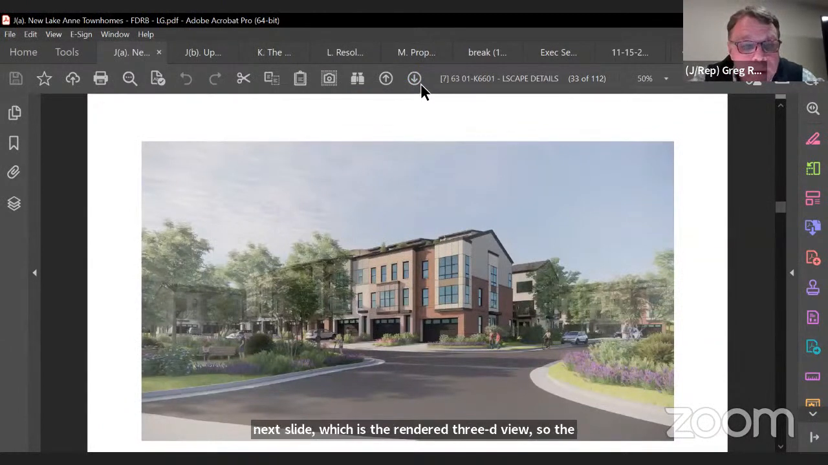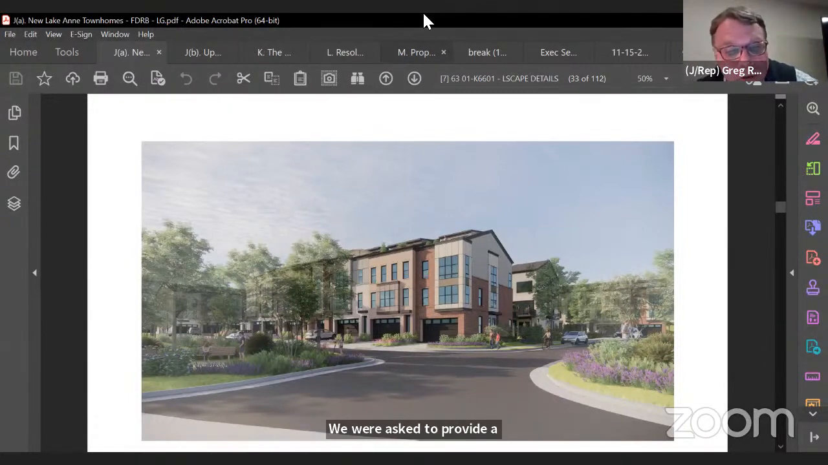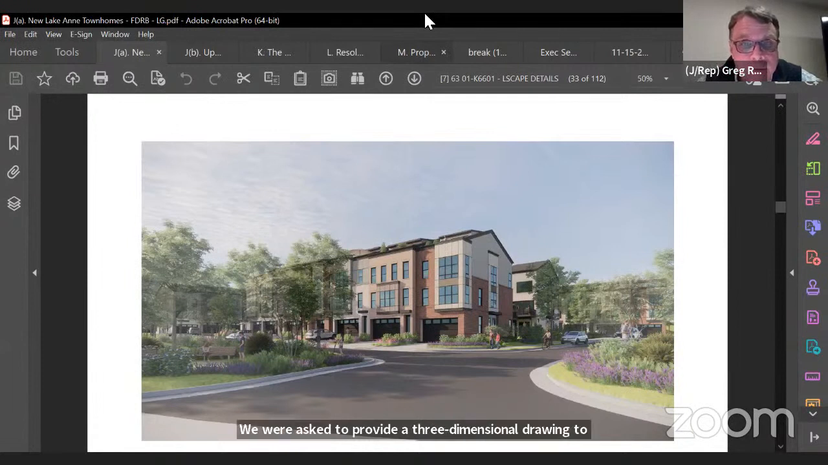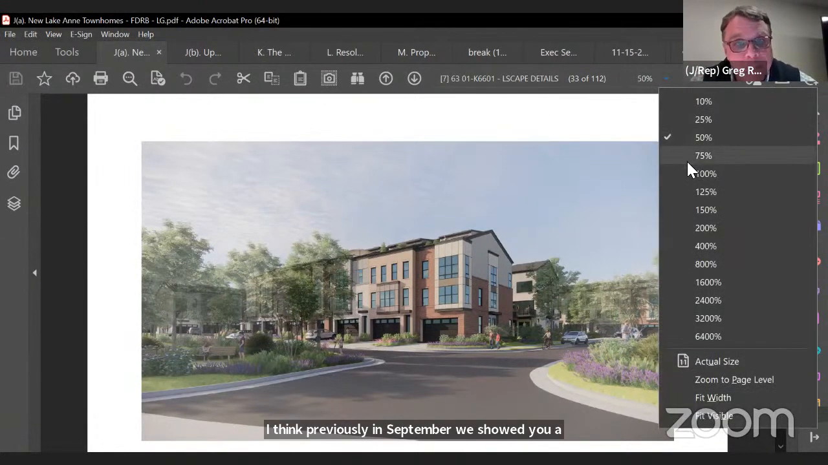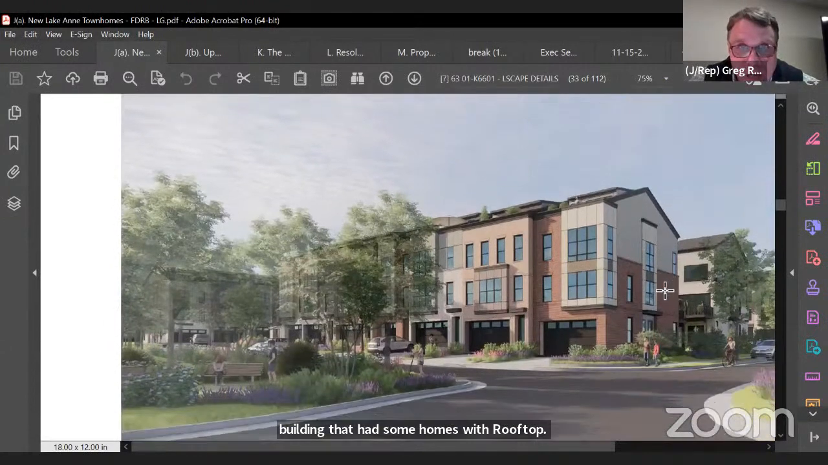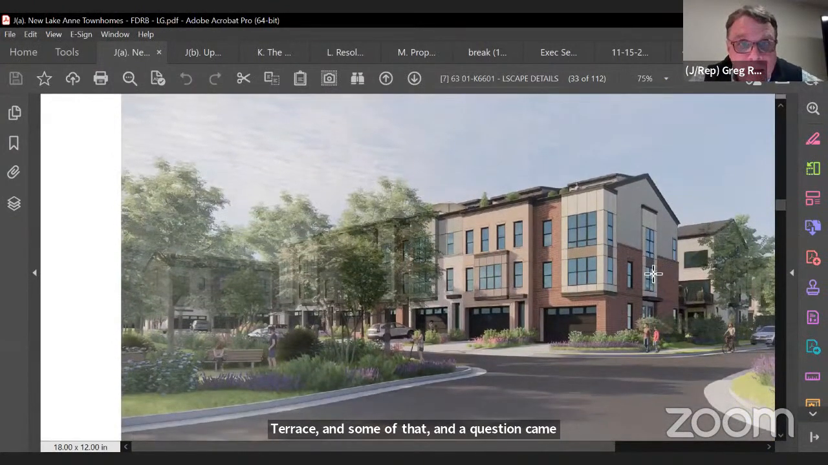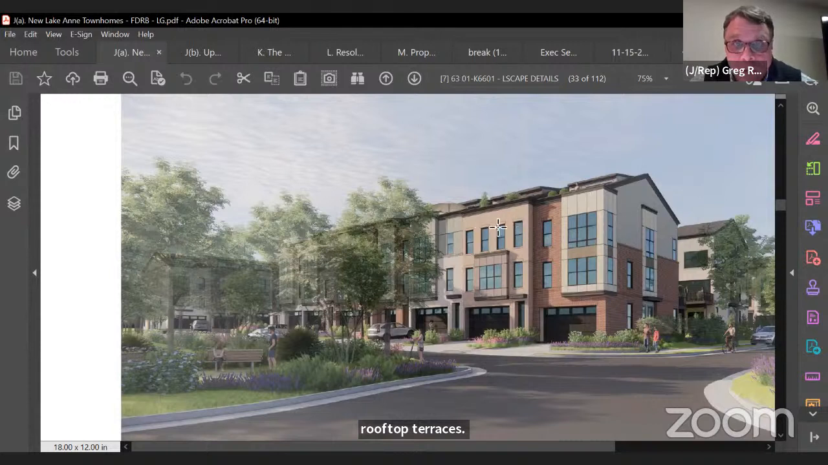So the rendered illustrative rendering ties with bullet number 6 of the decision letter. In bullet 6, we were asked to provide a 3-dimensional drawing to show what a typical building would look like if all the homes in the building had a front-facing rooftop terrace. I think previously in September, we showed you a typical building that had some homes with rooftop terrace and some without. And a question came up, well, what would it look like if all the homes had that option selected and every single unit in the block had rooftop terraces? So you asked us to show you what that looked like in a rendered 3D perspective. And so we've done that here.